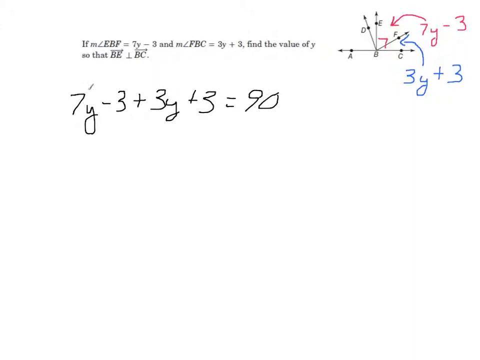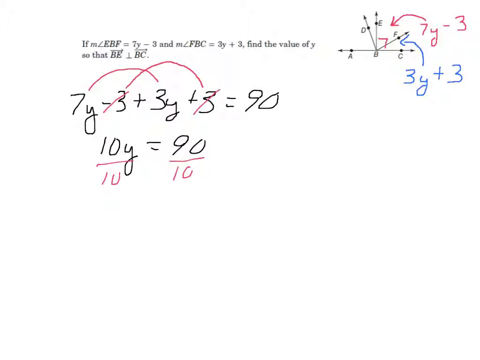Again, I'm going to combine my like terms. So 7y plus 3y is 10y. And then when I combine the numbers, negative 3 and positive 3 is 0. So they cancel each other out. They're gone. And I'm left with just 10y equals 90. I will divide by 10 on both sides. That'll eliminate the 10 in front of the y, leaving you with just y. And then 90 divided by 10 is 9.